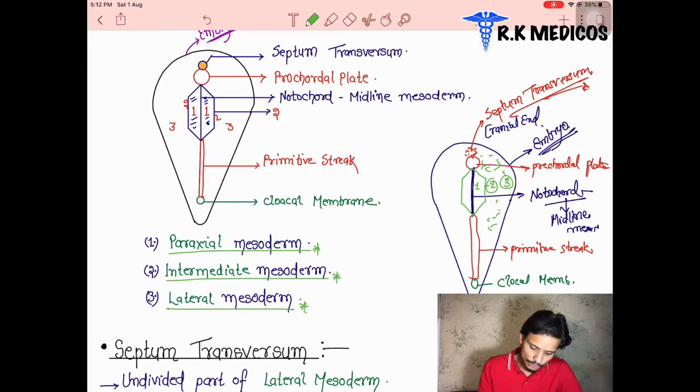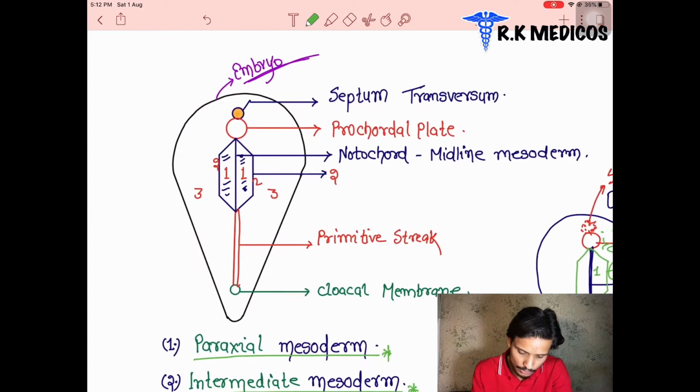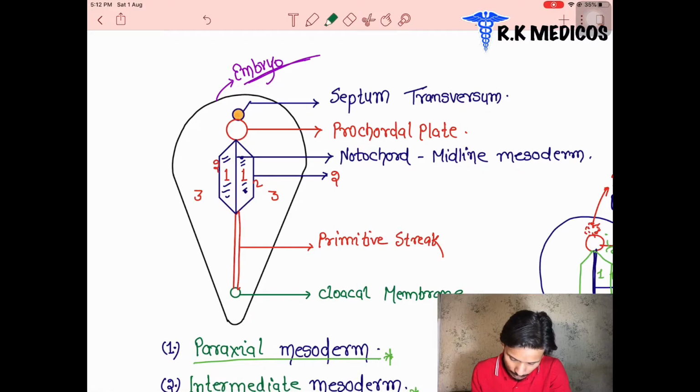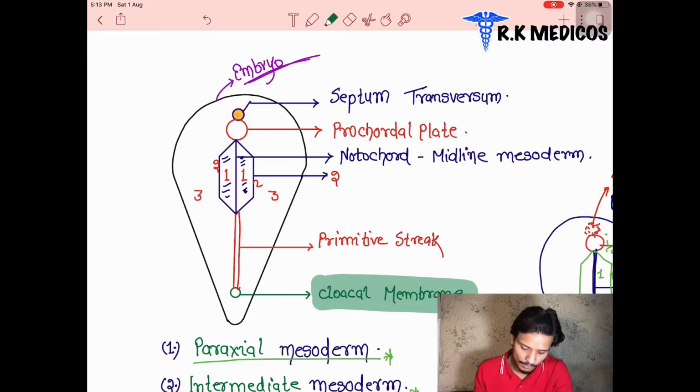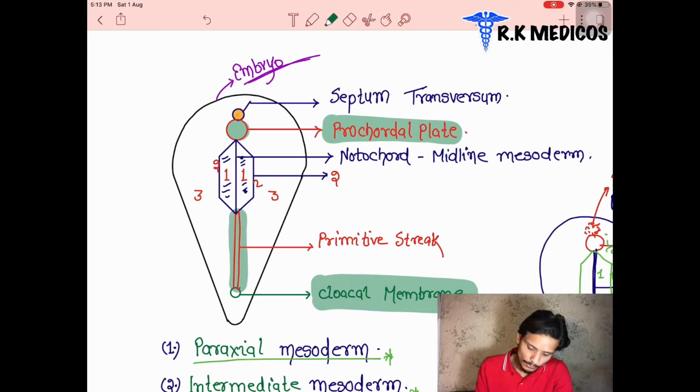What is the structure you see in this diagram? You can also see here the cloacal plate, cloacal membrane, and from this the anus is developed later on, and here is the prechordal plate, that is the round one, and after that here is the primitive streak. We already saw the primitive streak previously, and after that we are going to move towards the notochord. This is the notochord here.